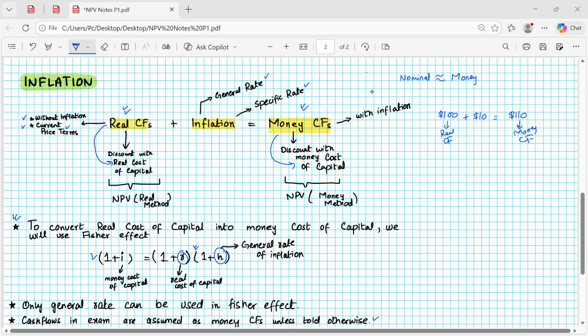But if you are performing the calculations of each of these items individually, separately, and specific rates are given to you, specific rate means you are told that the variable cost will inflate by this percentage, the inflation rate of the fixed cost is this percentage. Then you have to use those specific rates to inflate them. In the Fisher effect formula, the general rate of inflation is used. Remember that. But for those specific cash flows, you have to use the specific rates. Is this point clear to you both? Yes. Yes.